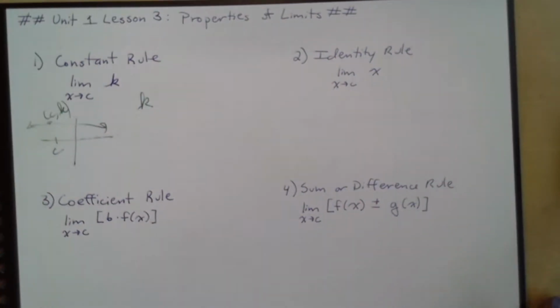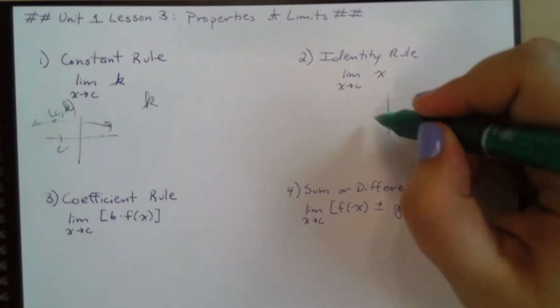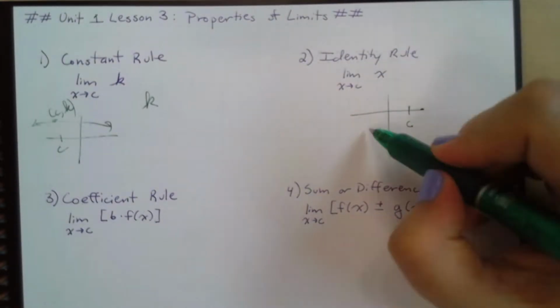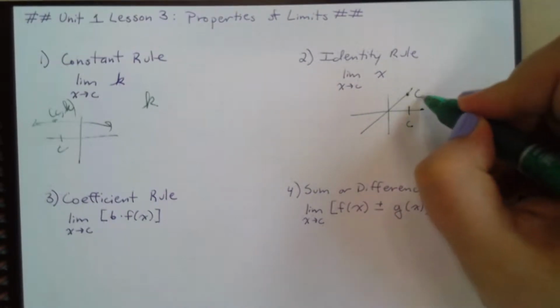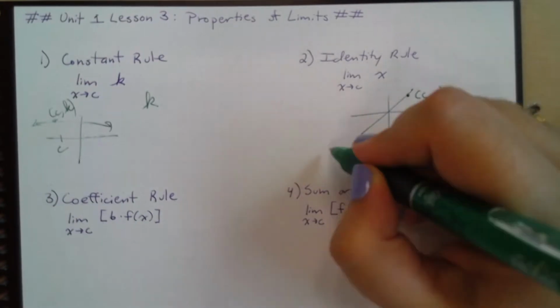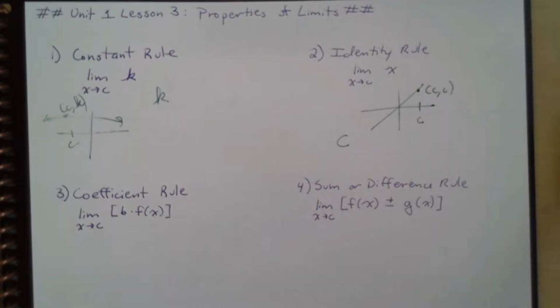Likewise, we've got the identity rule here, the limit as x approaches c of x. Well, if we've got the graph here and we've got the point c, and we just have something like this, this is just going to be the point c comma c. Well, what's happening there? Just c. So our answer there is just c. And those two, I think, are the ones that are easiest to overthink.